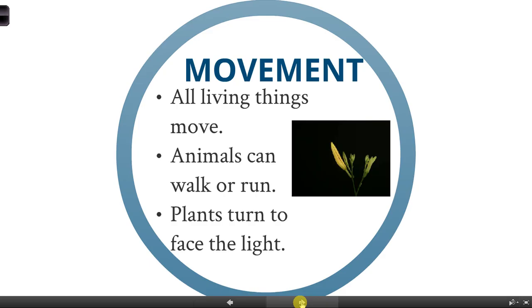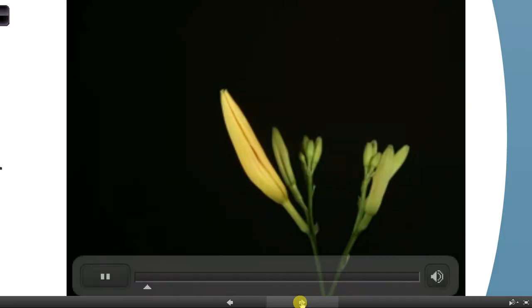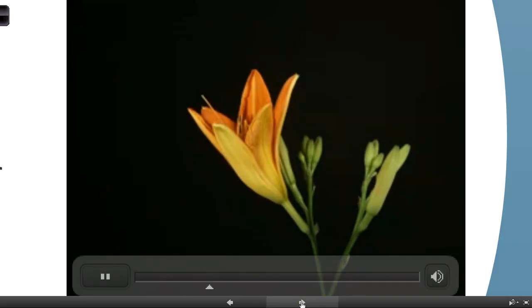Animals can walk and run. Plants can turn to face the light, so they can orient their leaves so that they face the light. They can grow towards or away from things. But lots of people don't realize how much plants can move. A good example here is this time lapse. Here you can see a flower opening.